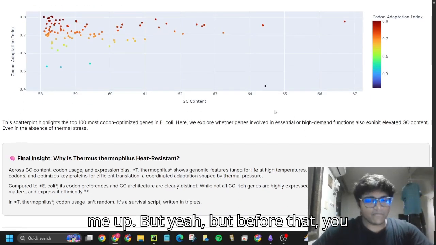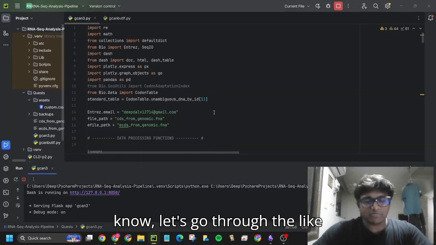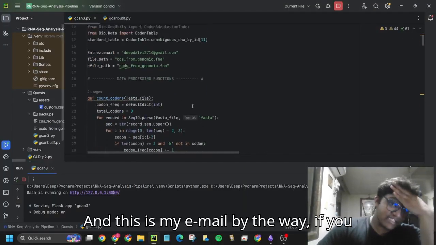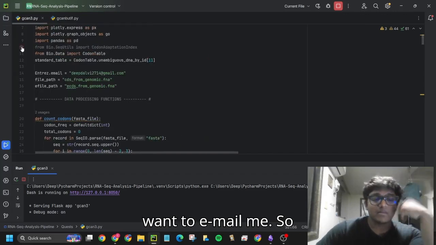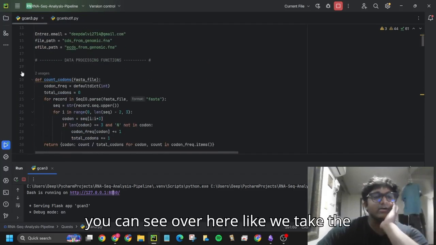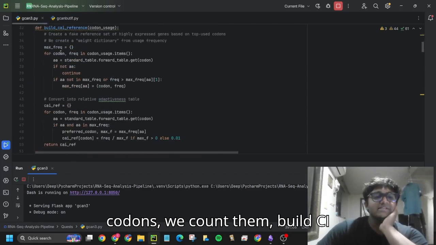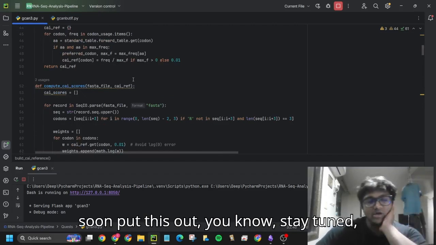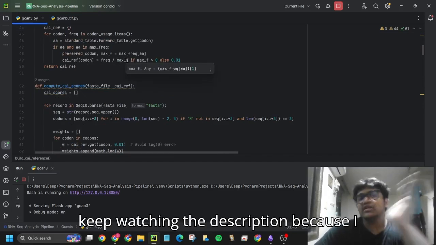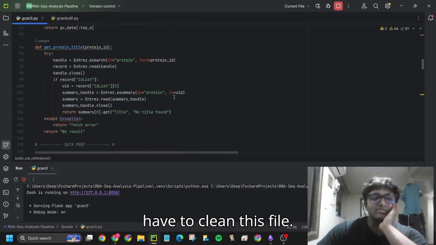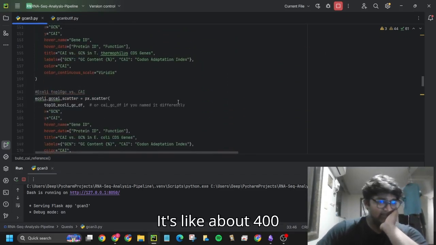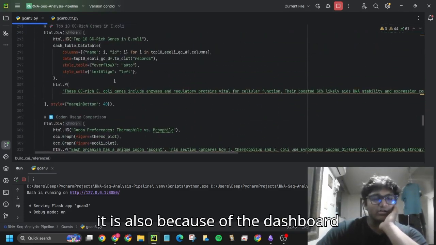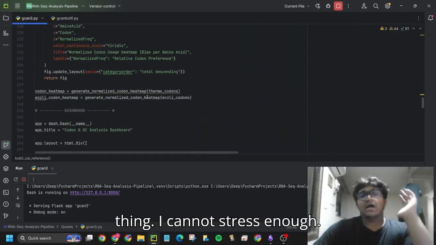But before that, let's go through the code as well. So you can see over here, we take the codons, we count them, build the CAI reference, we're creating the fake reference set over here. I will soon put this out. Keep watching the description because I have to clean this file. It's almost 400 lines, but a lot of it is because of the dashboard.